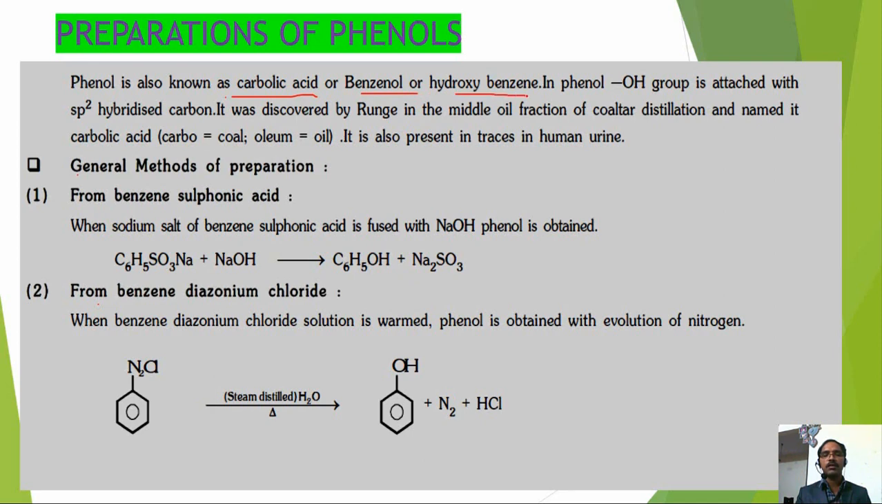Preparations of phenols. Phenol is also known as carbolic acid, benzenol and hydroxybenzene. In phenol, OH is attached to an sp2 hybridized carbon. Next, preparations. General methods of preparation. The first one is from benzene sulfonic acid.